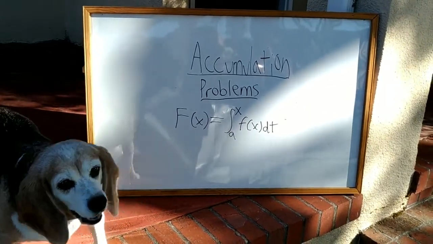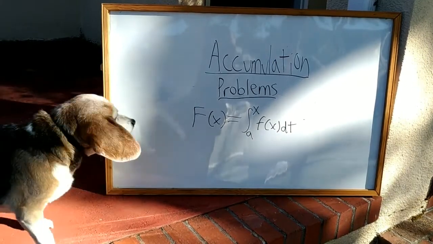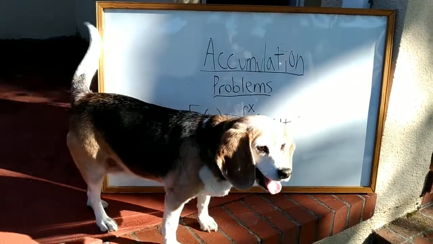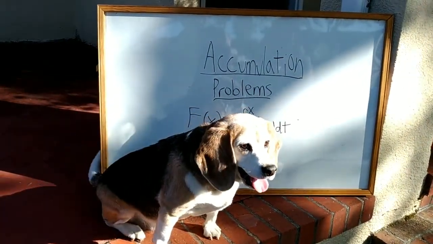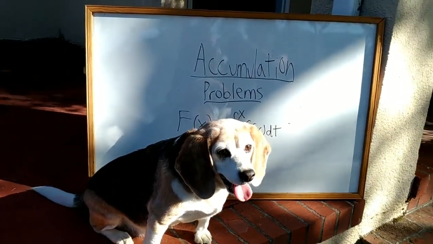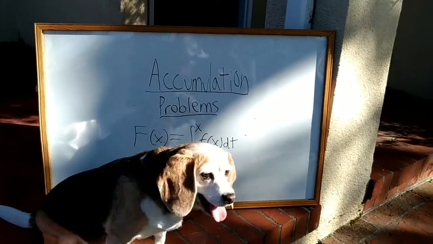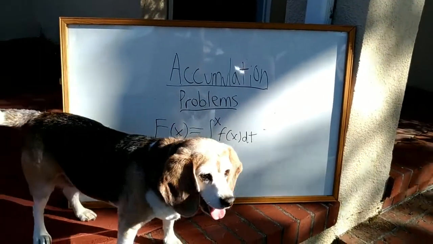So, what is an accumulation problem? An accumulation problem is one in which you're trying to figure out how much something has accumulated at any given time based on a given rate of change. In math terms, that means that big F of x is equal to the integral of f of x with respect to time between the starting time and time x.